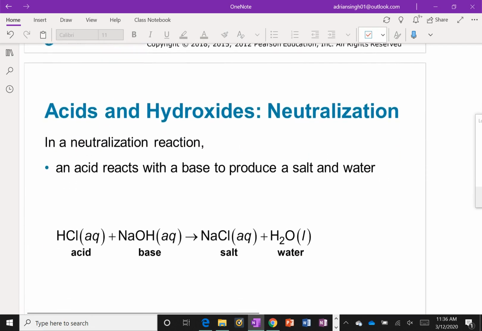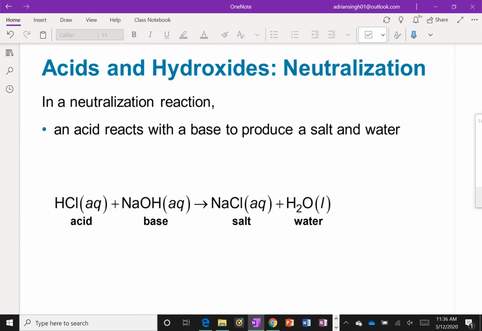And generally, this is the main thrust of the acid-base chemistry: acids can react with bases in what are known as neutralization reactions. If you think of an acid combining with a base, we say that they neutralize each other. So an acid neutralizes a base. The typical products that we get when an acid neutralizes a base are a salt, and then we also get water.